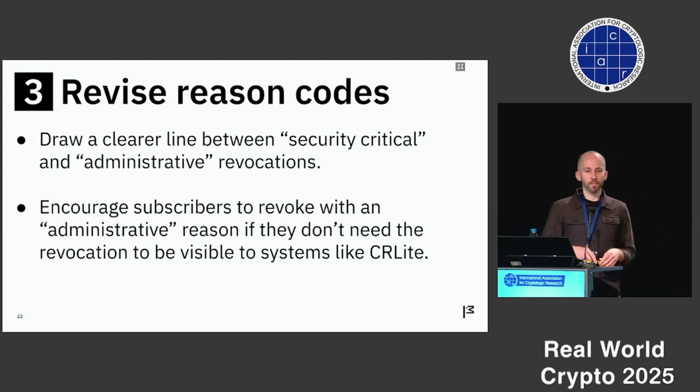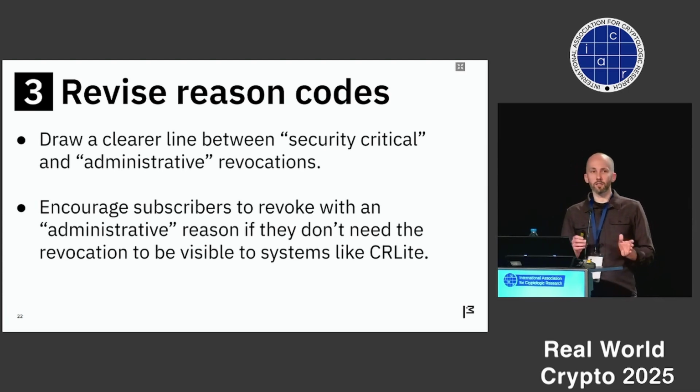Okay, and then the third change that would help us is if we revise revocation reason codes a bit, drawing a clearer line between those reason codes that are security critical and those that are administrative. Thinking there being that maybe there are some revocations that we don't actually need to push to users. We could encourage subscribers to revoke with an administrative reason when they don't need the revocation to be visible to systems like CRLite.